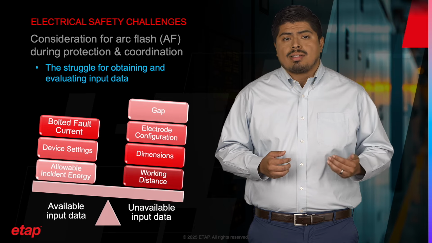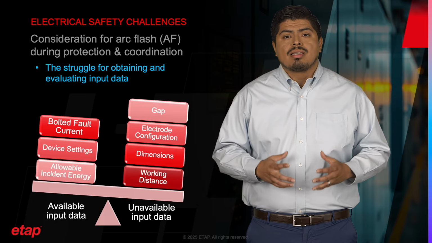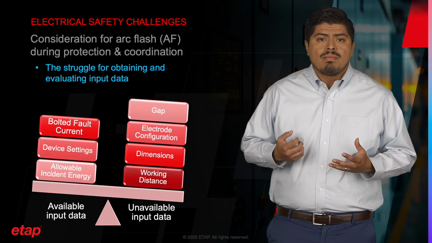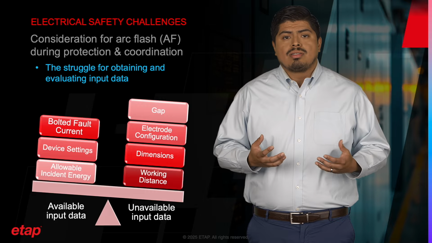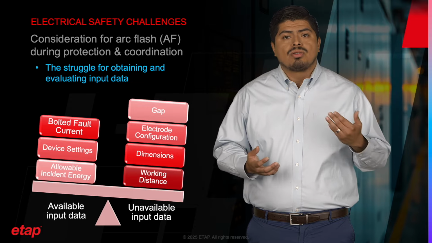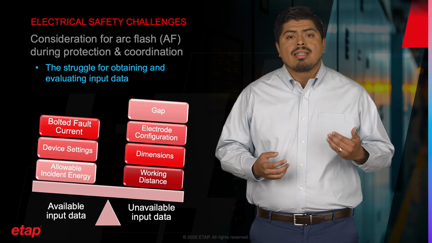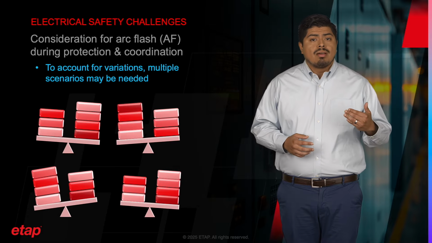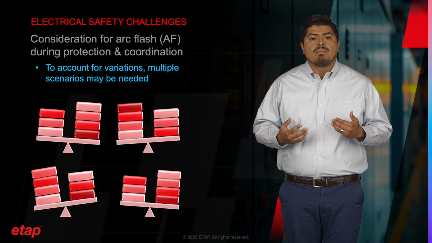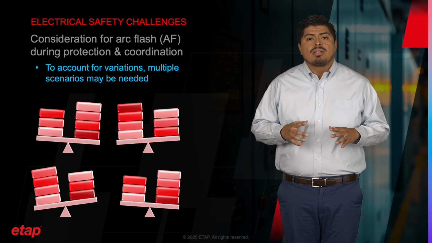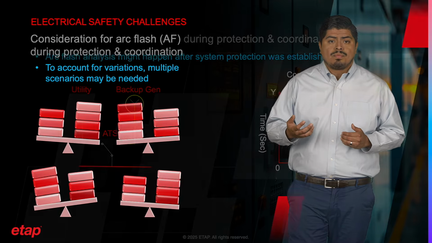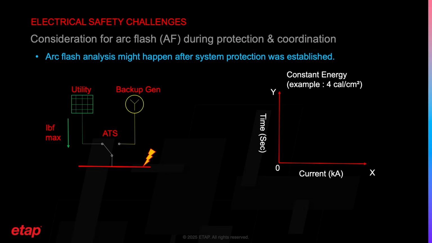When performing an arc flash analysis, it's common to struggle with determining the input data. A single piece of equipment can present multiple variations, such as fault currents, gaps, enclosure dimensions, working distance, and electrode configurations. To account for these variations, multiple scenarios may be needed to quantify how much the arc flash results can differ. Additionally, by the time the arc flash analysis is conducted, the system protection has already been established. As a result, changing protected devices or adjusting settings on existing devices may not be feasible.